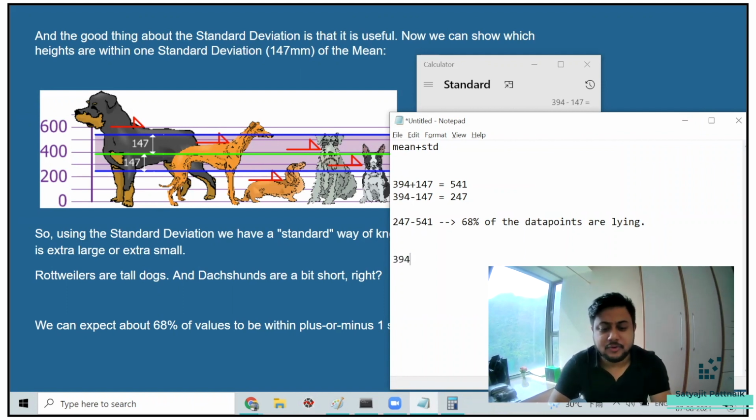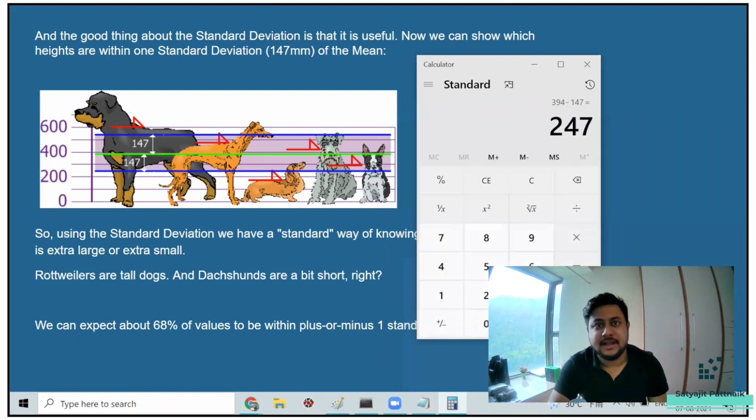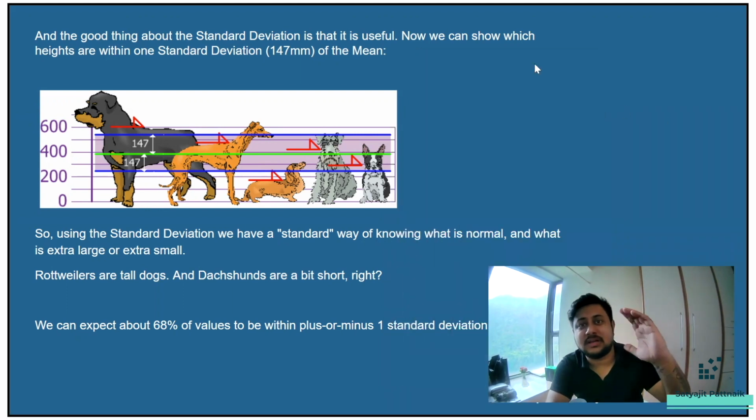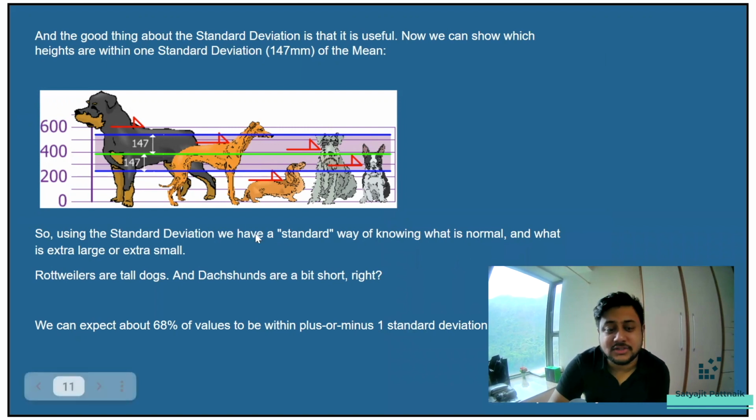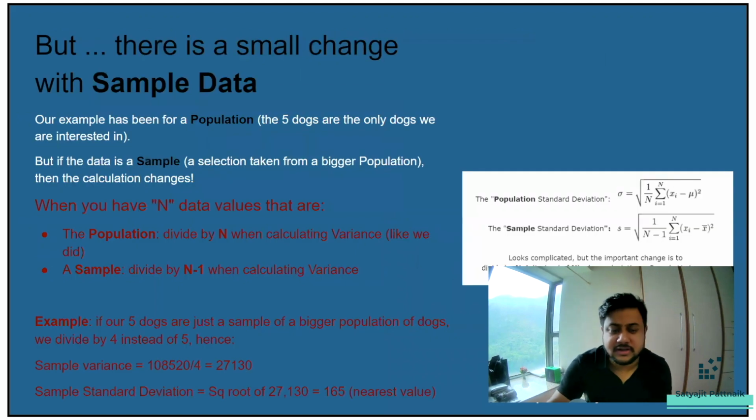Similarly, 394 plus 3 times 147 is basically your 3 standard deviations, and 394 minus 3 times 147. Within this range, 99.7% of the records will fall, and anything beyond that is termed an outlier. So using standard deviation, we have a standard way of knowing what is normal and what is extra large or extra small. Like Rottweilers are tall dogs and Dachshunds are a bit short, right? So this is basically about your standard deviation.